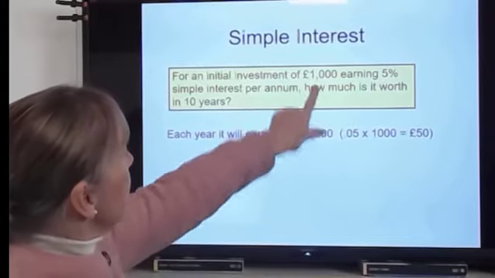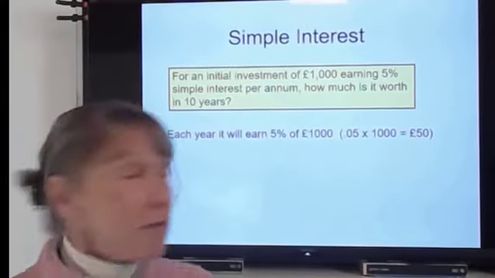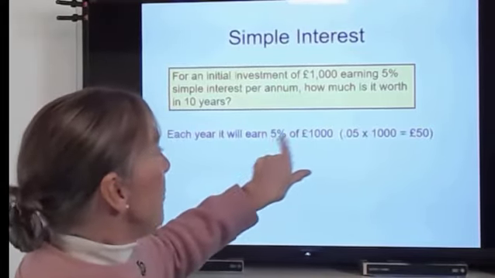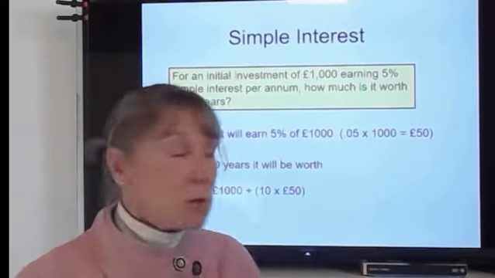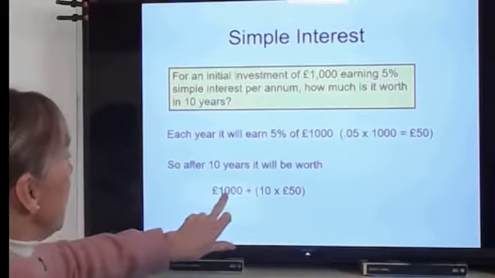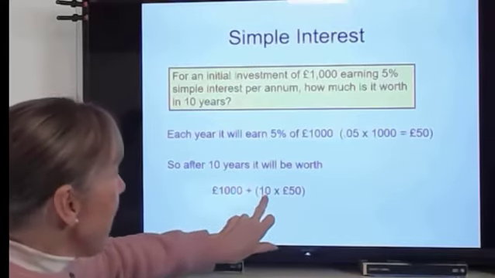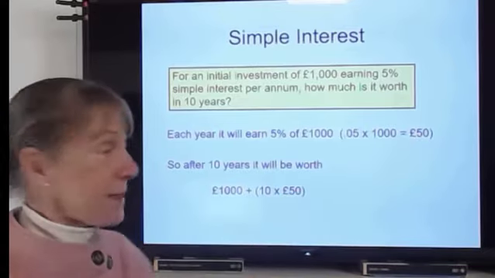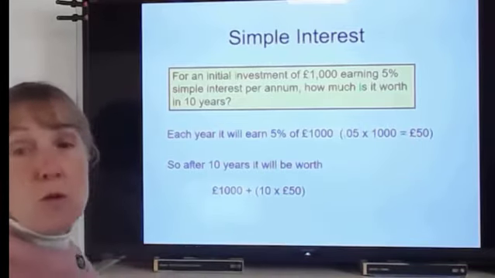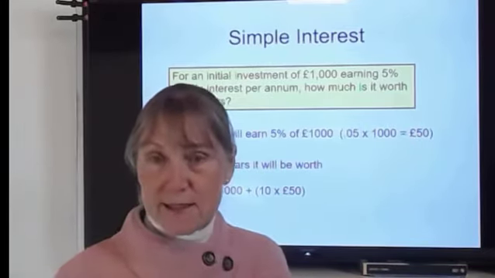So we need to find 5% of 1,000. So multiply it by 0.05 will give us 50. And then how much we will have at the end will be the original 1,000 and 10 lots of 50. So every year we get £50 interest. And so the amount of interest never goes up, it stays the same. All right?